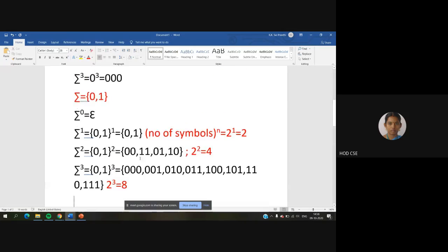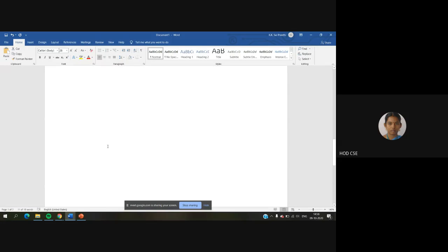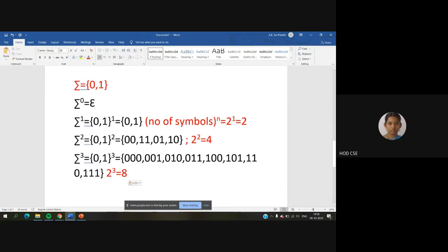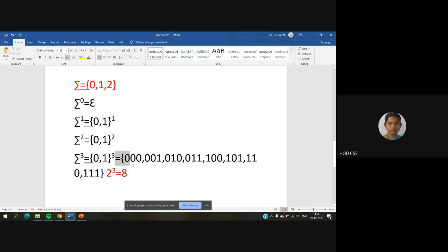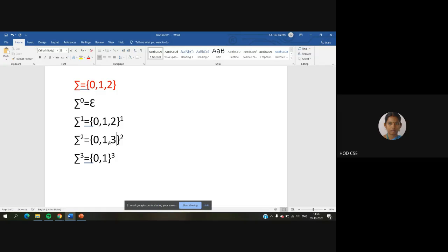Now I am going to give one task to you. All these things I am copying. Now you have to tell me, my input is 0, 1, 2. I am restricting the discussion up to length 3. It may go to length 4, length 5, length 6, so it may go up to infinity.